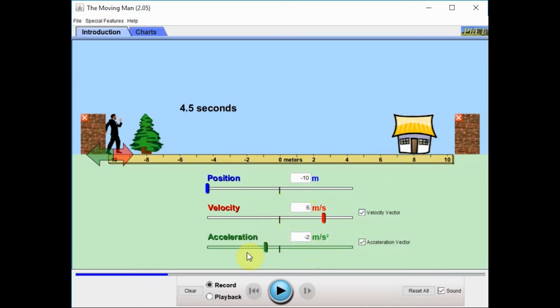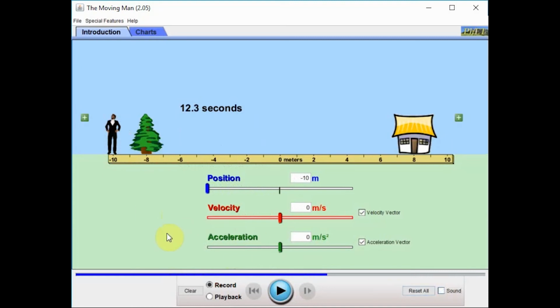And then I'm still accelerating to the left. So I'm going to turn around now and come back the other way. And smack. Keep playing with the moving man. You can, of course, turn off the sound or delete these walls entirely until you get a feel for how this works.